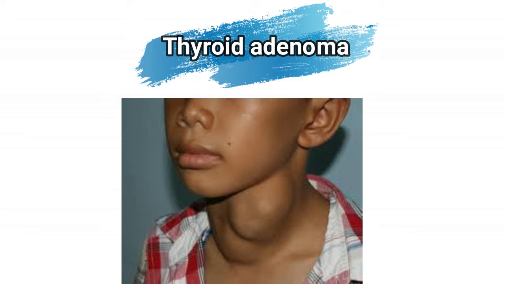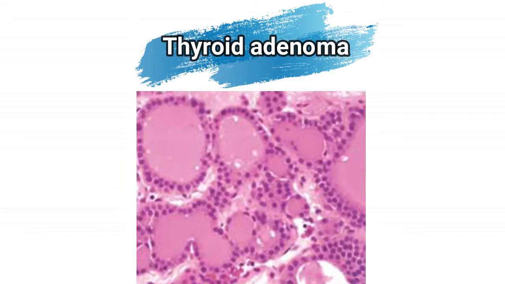Here, as you can see, the thyroid adenoma is just one large nodule. And under the light microscope it looks exactly like normal thyroid tissue.